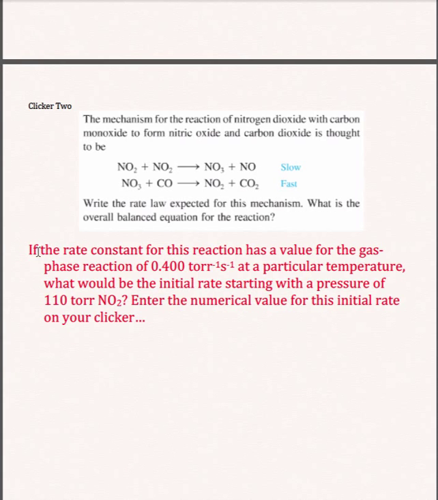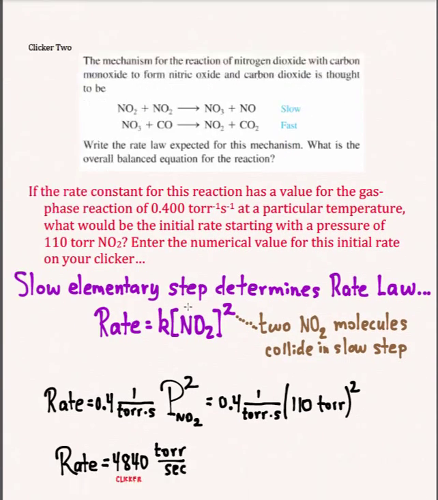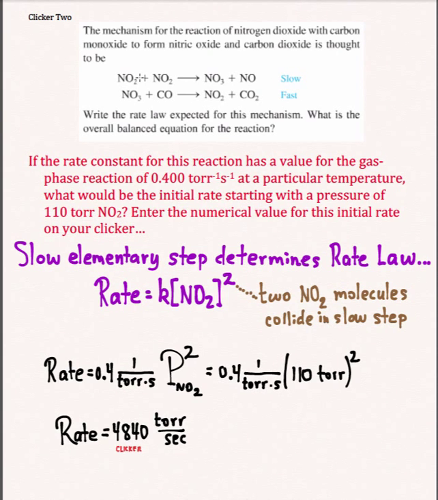in the mechanism. If the rate constant for this reaction is a value of a gas phase, from those units I probably could figure out it was second order as well. At a particular temperature, what would be the initial rate after starting with a pressure of this much NO2? On both of those accounts I can say it's second order, on the account that this is the slow step and I have 2 of those NO2 molecules in the slow step of the mechanism. Or I could look at the units of the constant, 1 over torr seconds, and I want my overall rate to be in torr per second, then I'm pretty sure it would be second order.